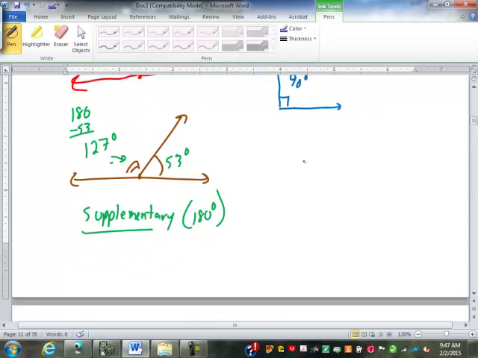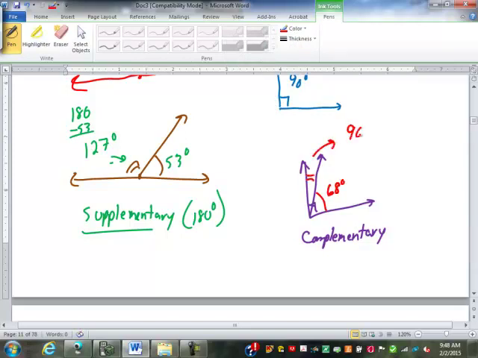If I have two angles that add up to make a square corner, or a right angle, they're called complementary. Let's say that this angle here is 68 degrees. This one up here is going to be 90 minus 68, or 22 degrees. They have to add up to 90 degrees.